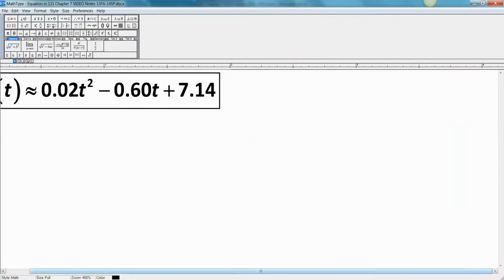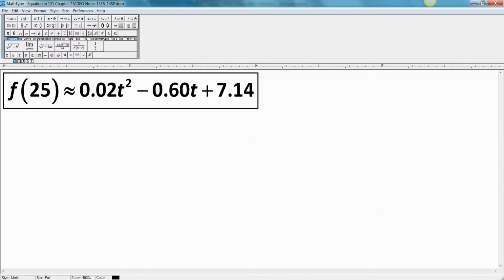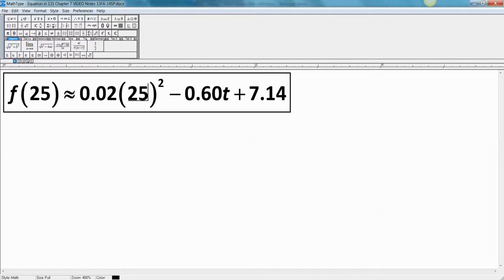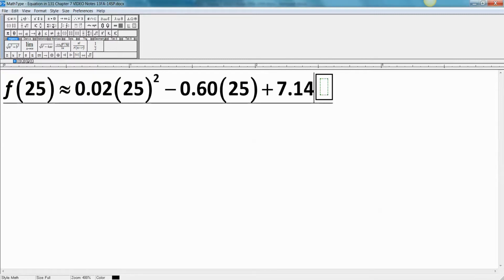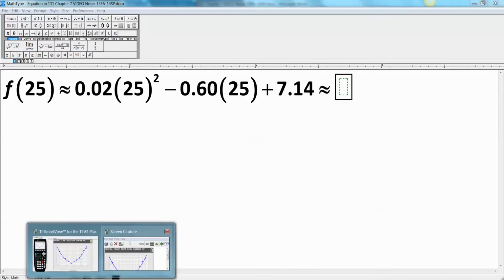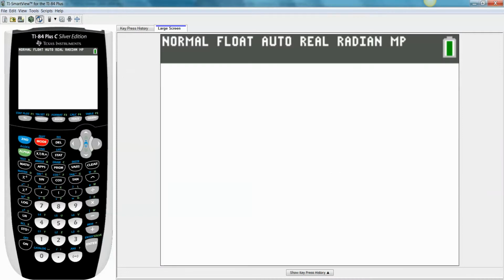So if I want f of 25, what I want is to know what 0.02 times 25 squared minus 0.60 times 25 plus that. Okay. All right, so we'll grab a calculator and have it do that for us. So let me go quit out of here. Actually, there's another way we can do this, but I'll show you that in a second.